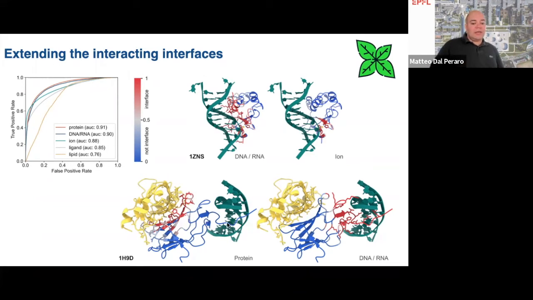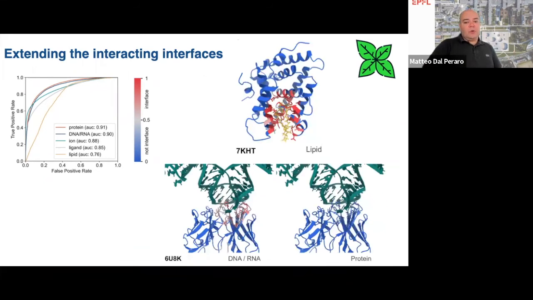This protein is interacting simultaneously with a protein and a DNA, and we can discriminate the two interfaces very nicely, the red interface here and there. And lipid is also working okay. In this case, a transporter, so we can identify the lipid pocket. Of course, as you can see on the left, the performance of the model is not as accurate for protein-lipid prediction as for the others, but this is due to the fact that in the training set we don't have enough protein-lipid complexes. We can play during training only with a few hundreds of them. Of course, with more complexes, this prediction is set to increase.